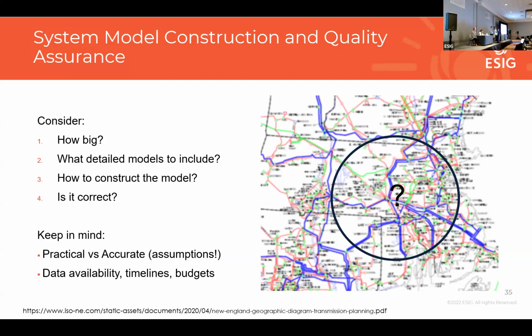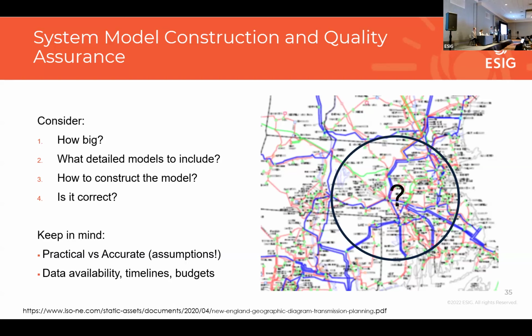And the next question would be, okay, we have our circle, we're pretty happy with the extents. Now, what do we need to put in there? What kind of representation do we want to use for our transmission system and our IBRs and loads, etc., within that circle?